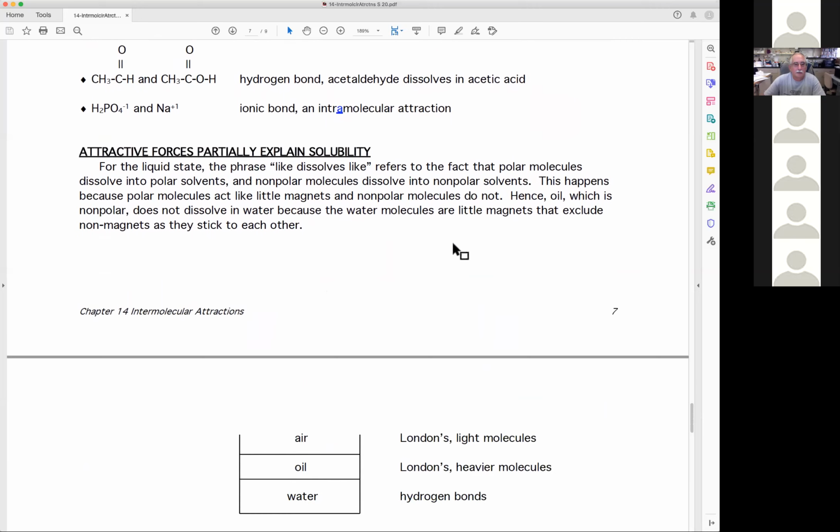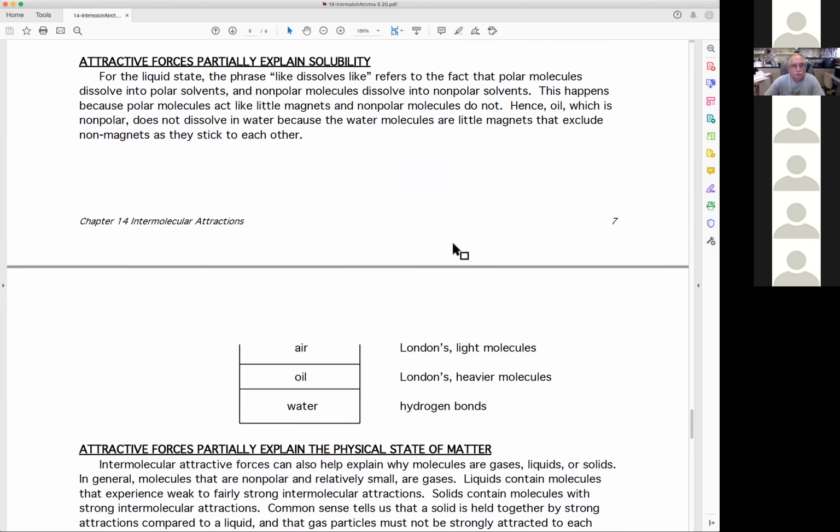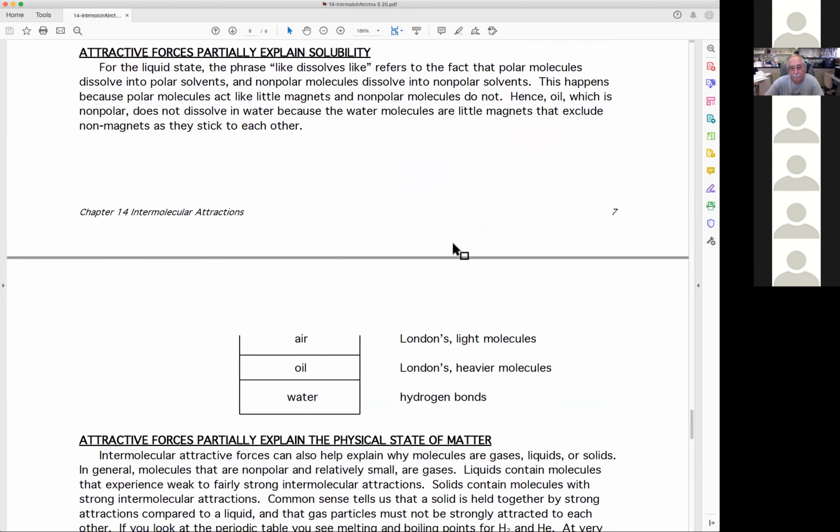So anyway, attractive forces partially explain solubility. So here's water with its hydrogen bonds. Here's oil with its London's attractions. And here's air, only with the London's attractions. So what's the difference between air and oil? There's a demarcation there. It's totally on the basis of mass. Oil molecules are way heavier than air molecules. That's the difference.